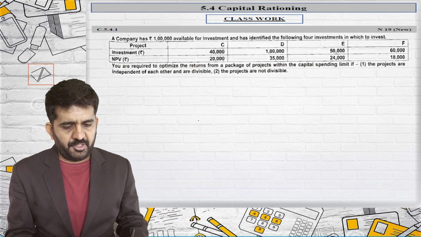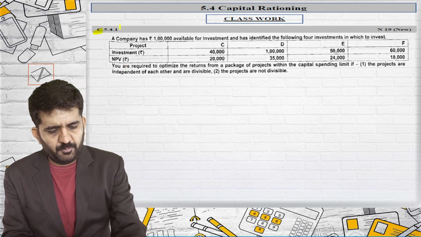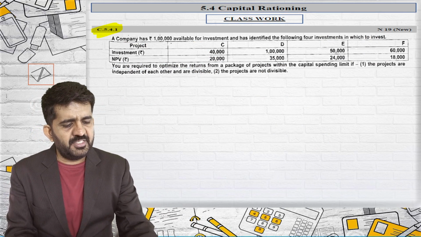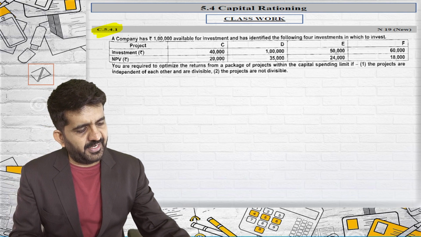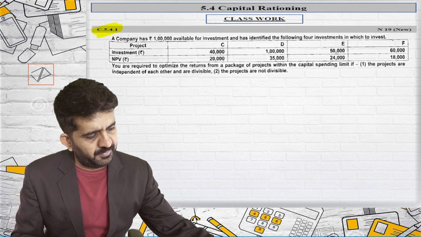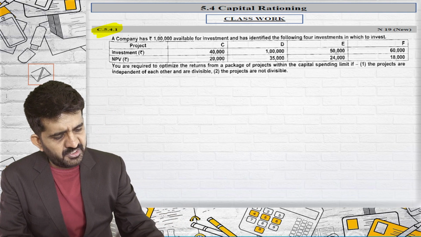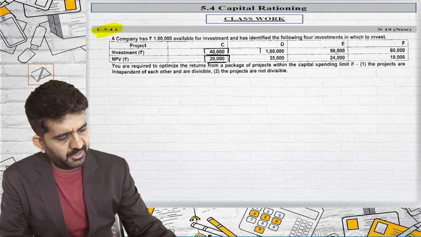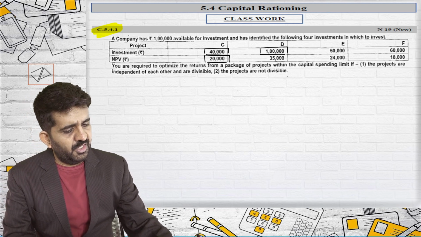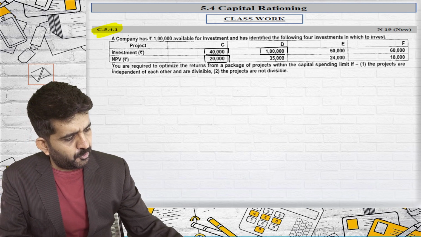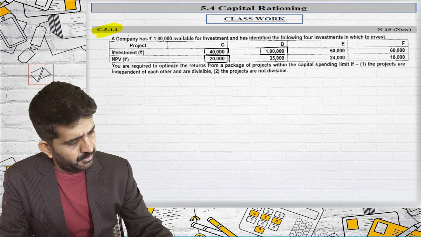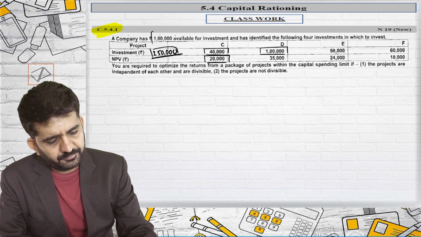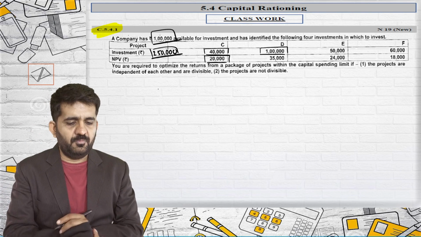Let's start with capital rationing. C 5.4.1. A company has 1 lakh available for investment and has identified the 4 investment in which to invest. So what is investment in first project to be done? 40,000. It earns an NPV of 20,000. Investment in second project 1 lakh. If it wants to do all 4 projects, it will require 2,50,000 rupees. But they are having only 1 lakh rupees.